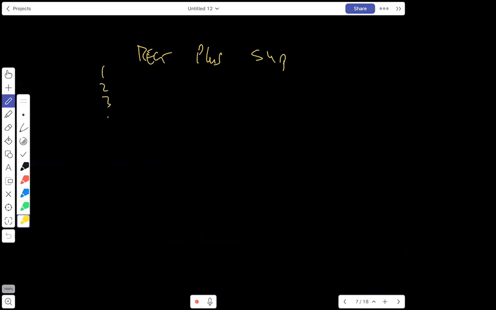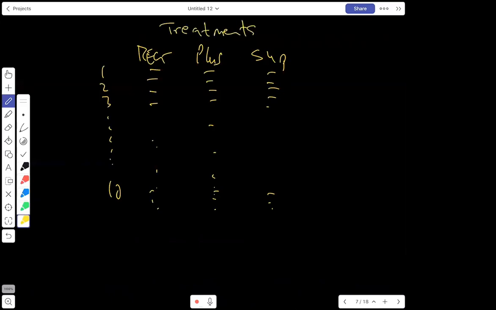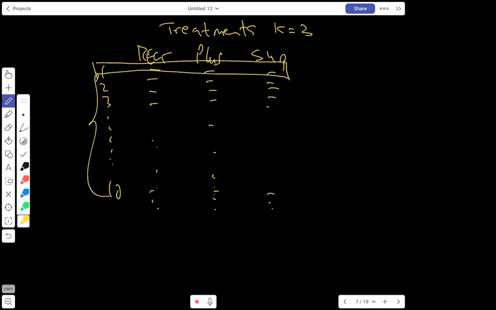1, 2, 3, 10 cars. And I use the same 10 cars, right? The same 10 cars over and over again. Then these are my treatments right there, the gasoline treatments. The number of treatments is K, which is 3. But then now I will refer to each row as a block. So how many blocks do I have? B in this case is equal to 10. I have 3 treatments and 10 blocks.